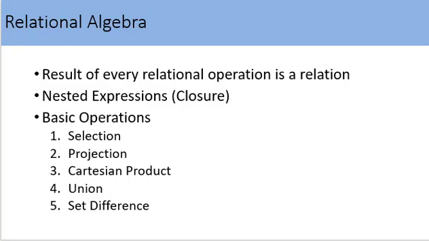There are 5 basic operations in relational algebra. These are selection, projection, Cartesian product, union, and set difference. These operations are used to perform most of the data retrieval or query operations. There are some other operations like joins, intersection, and division, which can be expressed in terms of 5 basic operations.